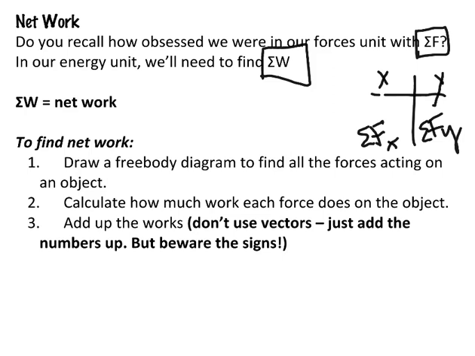So to find net work, you're going to start with a free body diagram just to see what your forces are, so you know all the forces that are on your object. You're going to look at each force individually. So just like we did for that box, we went through the tension force, the friction force, the normal force, the gravity force. We find out the work done by each force individually, and then you just add up the numbers, like just straight up add them. Don't use vectors. Don't try and find X and Y components of them. Just add the numbers straight up. The only thing to watch out for is the signs. So if you have negative signs, make sure you keep them negative. If you have positives, of course, keep them positive. But that's all you have to do.